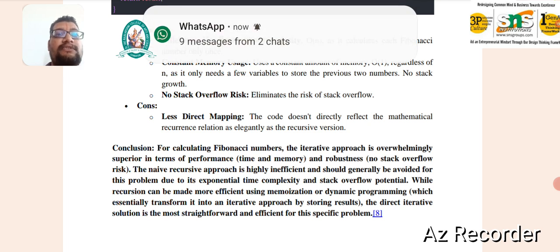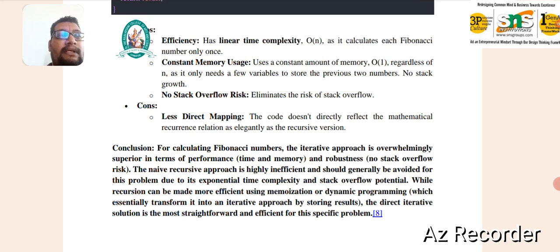The conclusion is that for calculating Fibonacci series numbers, the iterative approach is overwhelmingly superior in terms of performance, time and memory, and robustness, with no stack overflow risk. The naive recursive approach is highly inefficient and should generally be avoided for this problem due to the exponential time complexity and stack overflow potential. While recursion can be made more efficient using memoization or dynamic programming, which essentially transforms it into an iterative approach by storing results, the direct iterative solution is the most straightforward and efficient for this specific problem.